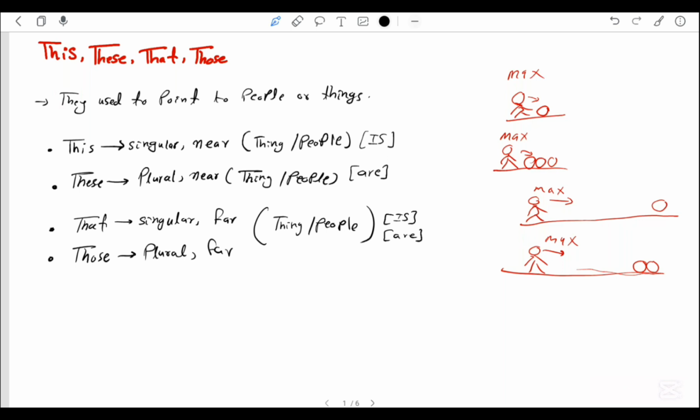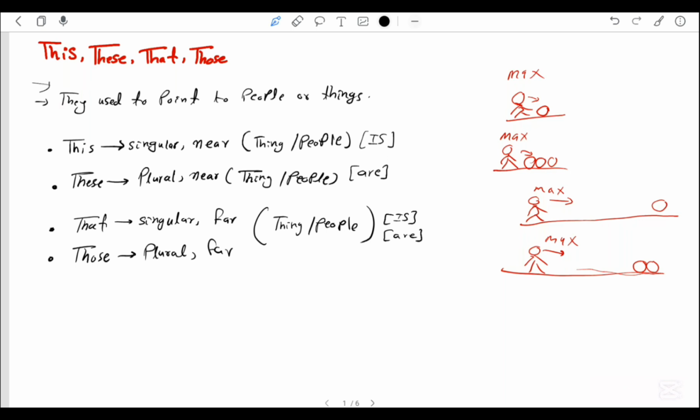In the previous video and lesson we talked about what an object is, and today we will learn four very common and useful words in English: this, that, these, and those. So here you can see we are going to learn this, these, that, and those, right? We use these words when we want to point to people or things.